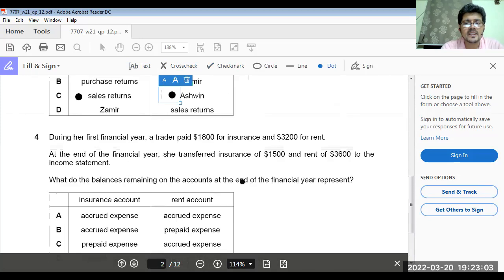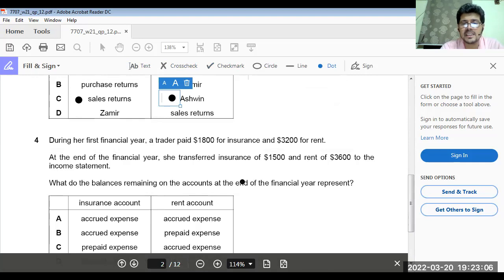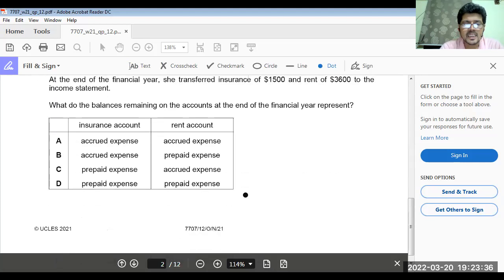During her first financial year, a trader paid 1,800 for insurance and 3,200 for rent. At the end of the financial year, she transferred insurance 1,500 and rent 3,600. It means insurance is still 300 prepaid and rent is 400 accrued. Okay, she has paid less rent, she has paid more for insurance. So the expense is prepaid and rent is accrued. C option is the answer.